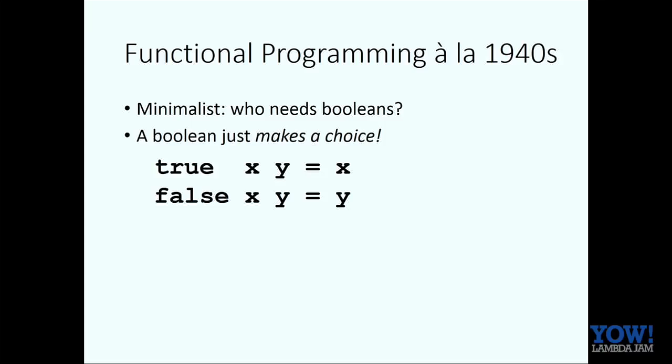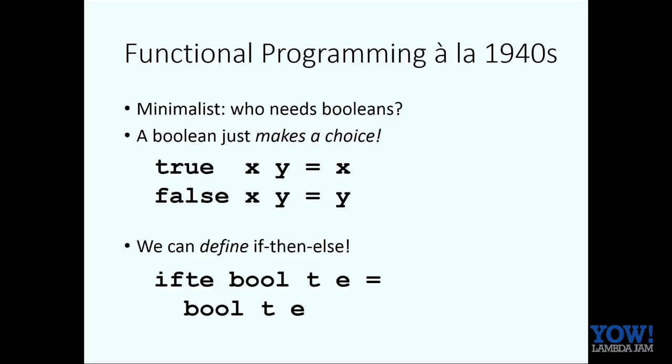There we are. So do these functions really correspond to Booleans in any meaningful way? Well, yes, because now I can define if then else. Right? Here's if then else. It takes a bool, that's one of these functions, and the then branch and the else branch, and it just chooses then or else by calling the Boolean. So in a language with functions, we don't need Booleans. Cool.